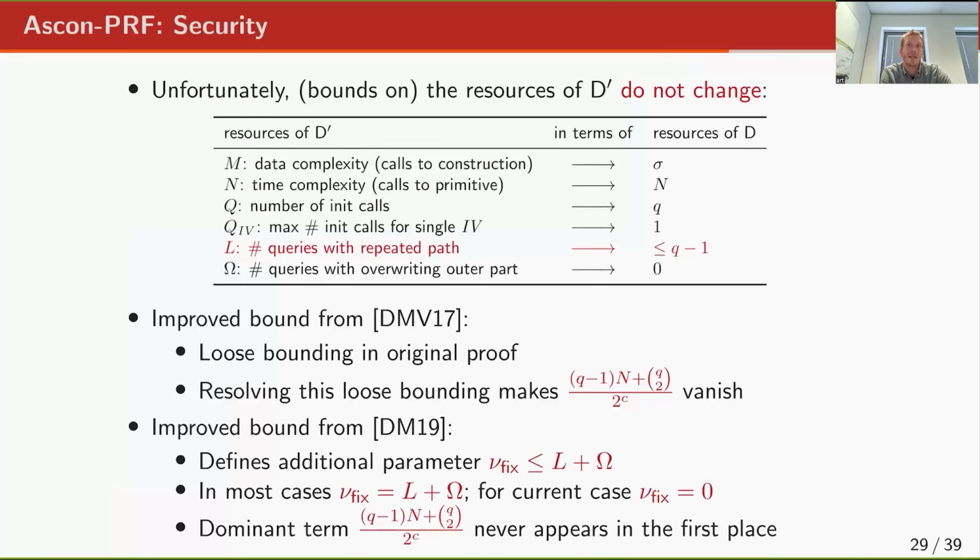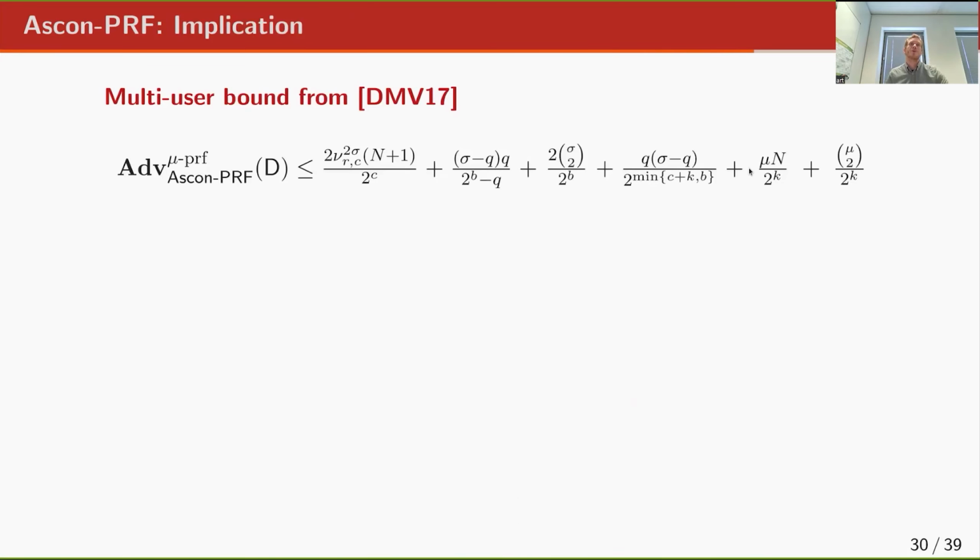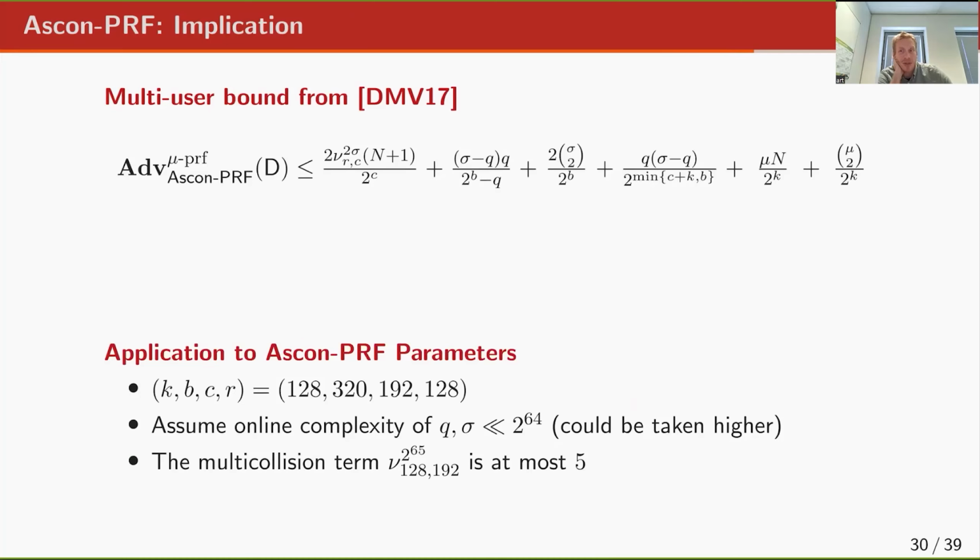So we did the analysis. This is the ASCON PRF bound for the multi-user setting. In the multi-user setting, the last two terms are a bit different. So you get mu times n over 2 to the k. We looked at what this means for the actual parameters. If you take the ASCON parameters, you get a key of 128 bits, a state of 320 bits, a C of 192, a rate of 128. Note that C plus R equals B. If we assume an online complexity of Q and sigma up to 2 to the 64, then the multi-collision term, this nu, is roughly at most 5. I just did the computation.